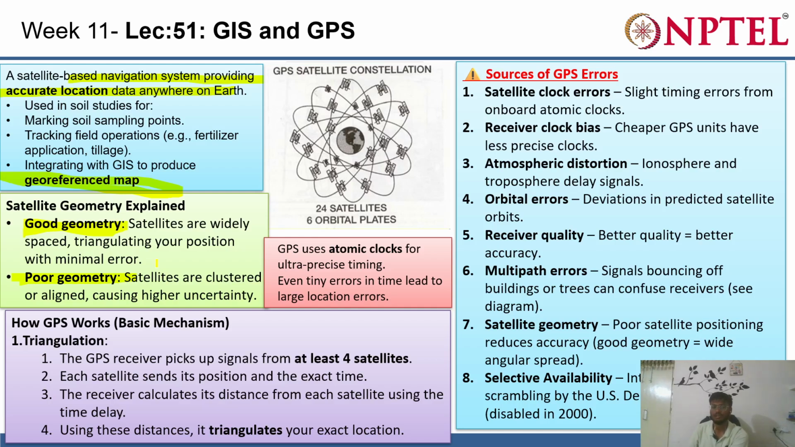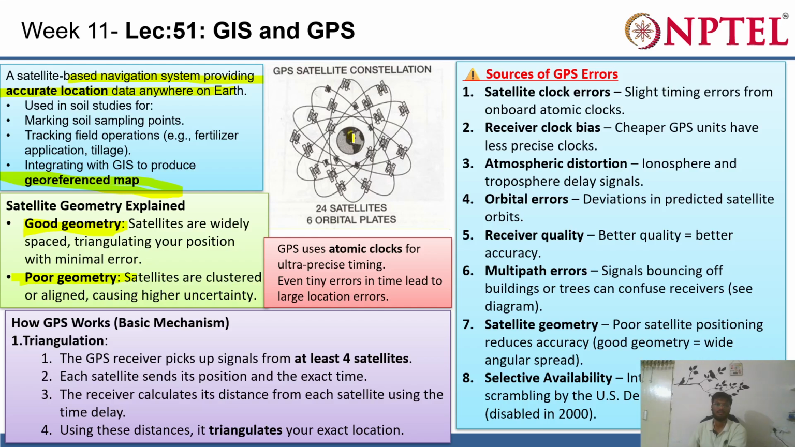And how does this GPS work? In GPS, basically we have a GPS receiver that picks up signals from at least four satellites. So for GPS to work better, we need a minimum of four satellites. For example, on your mobile, whenever you turn on your location, what is happening?